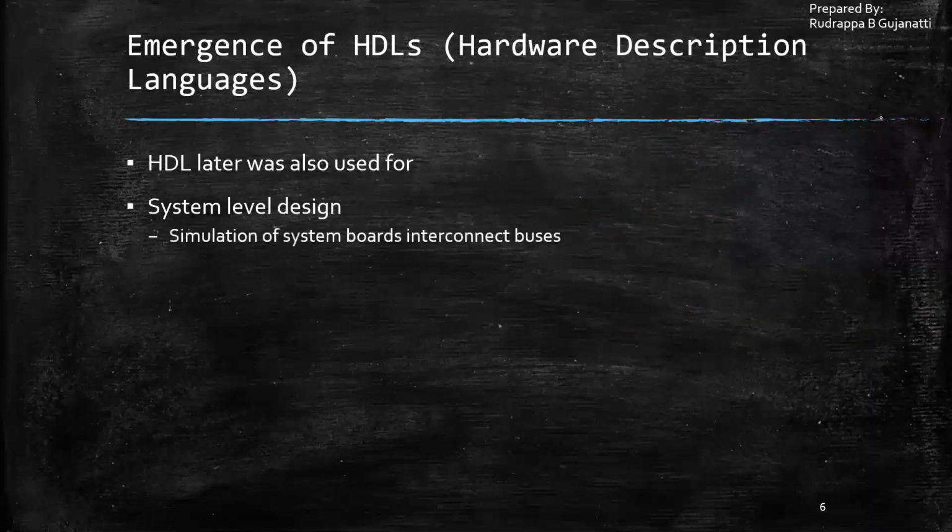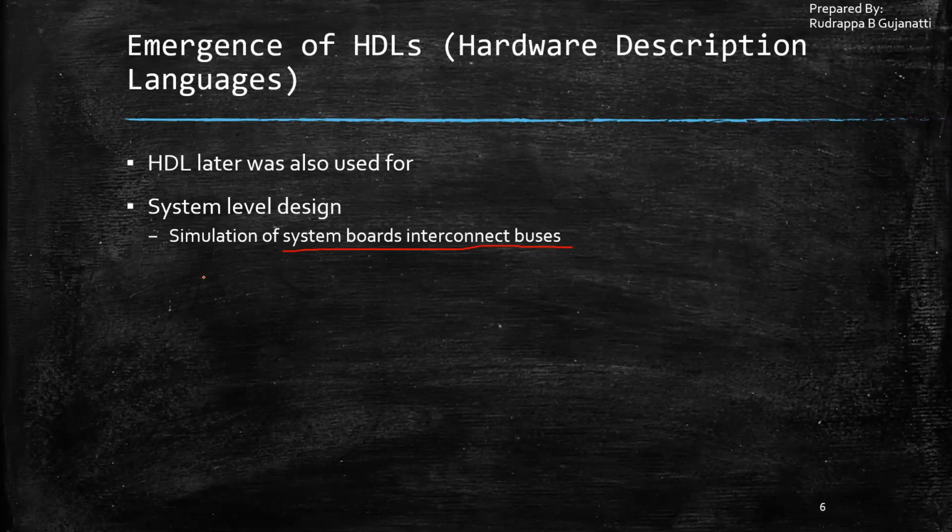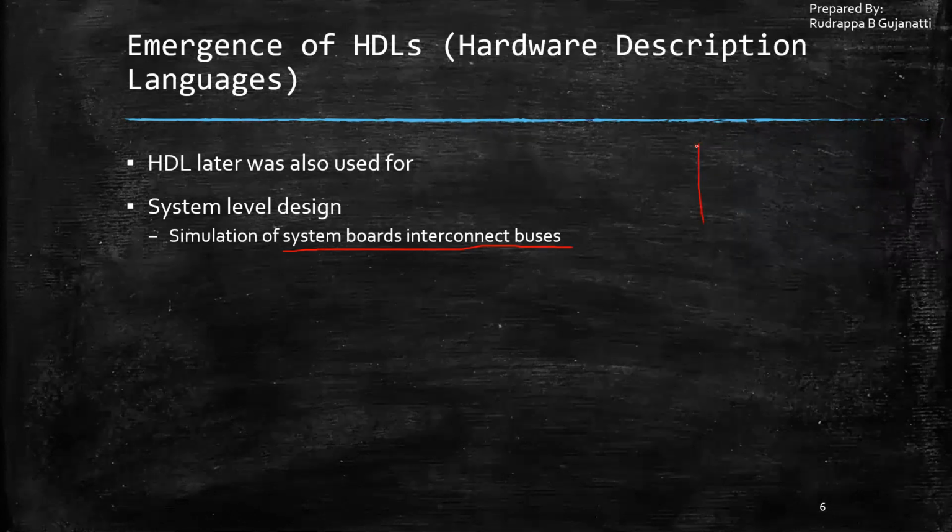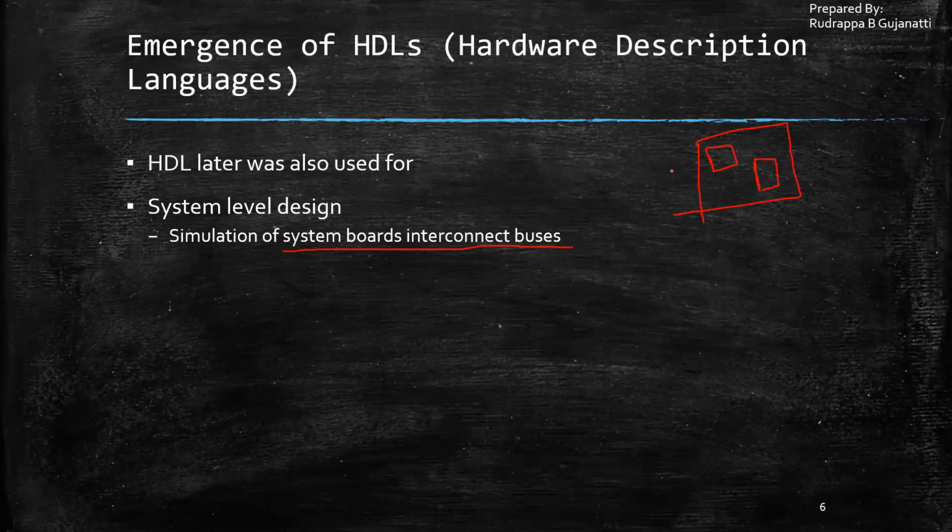So in this one, system boards interconnect, that is simulation of the system boards interconnect buses. That is how I interconnect the data to be transferred between the registers, what all exchanges have to be done. When I'm speaking of system, it might have n number of units. Say my computer is one entire system, which has ALU, memory, and so on. So if I want to get access to the memory, I should make use of these buses.